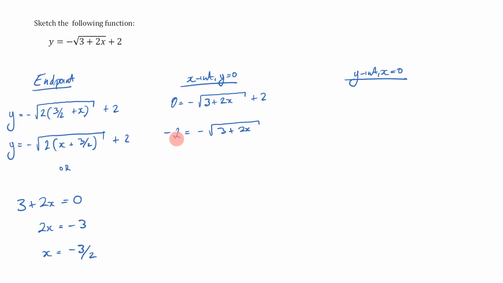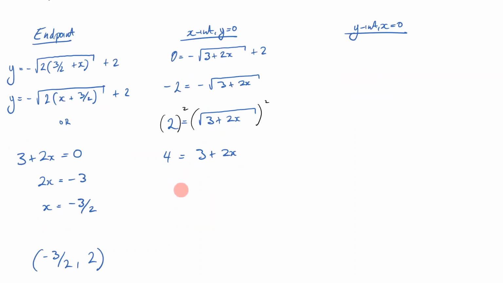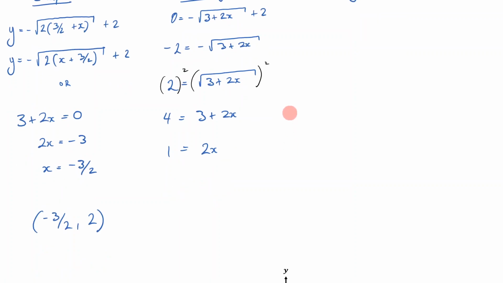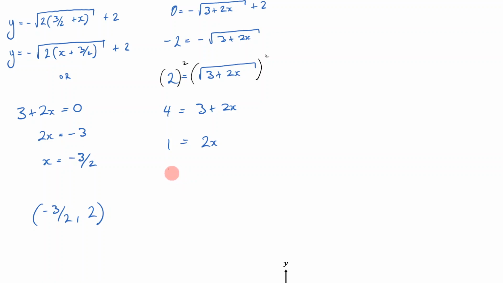A negative and a negative make a positive, so this is going to be 2 equals the square root of 3 plus 2x. The next thing that I'm going to do is square both sides. So that's going to leave me with 2 squared, which is 4, is equal to 3 plus 2x. Then I'm going to minus 3 from both sides. So that's going to leave me with 1 is equal to 2x. And then the last thing I'm going to do is divide both sides by 2, which is going to leave me with 1 on 2 is equal to x, which is just x is equal to a half.